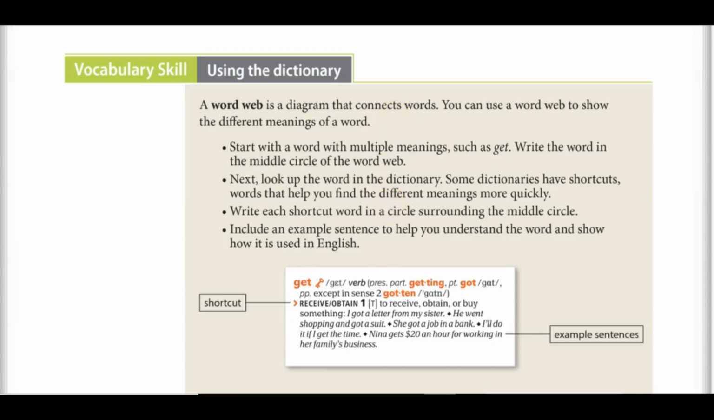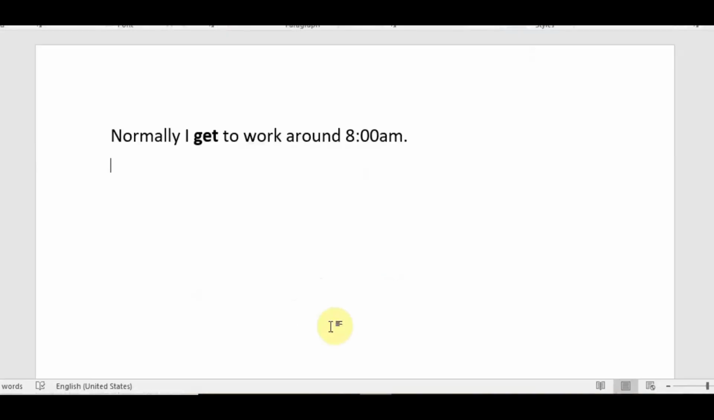For example, the word get has more than 10 meanings according to the different sentence that it appears in. Normally, I get to work around 8 a.m. We can now use a word diagram to understand what is intended by the word get.